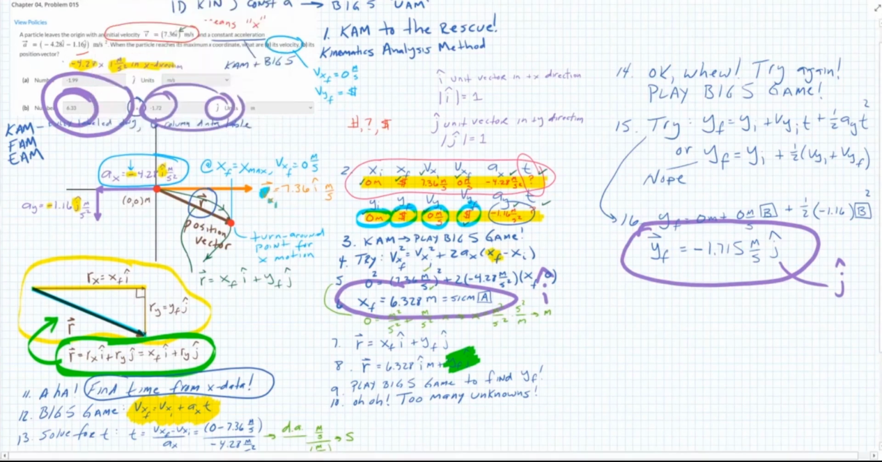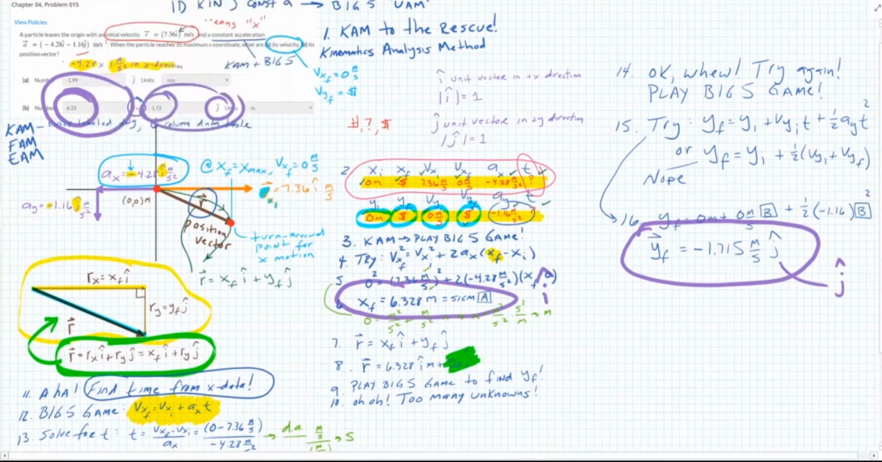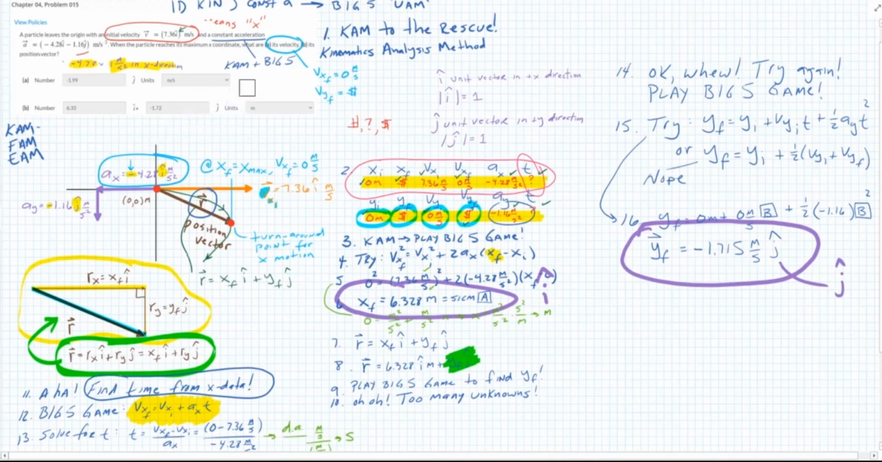Lots of new stuff here. So I'm taking an enormous amount of time just because I want to go really, really carefully, really intensely through what is a unit vector. How do you deal with unit vectors? Let's practice this big five. I'm sorry, let's practice the kinematics analysis method. But I am completely done with part B. Now I have to just go back and do part A.